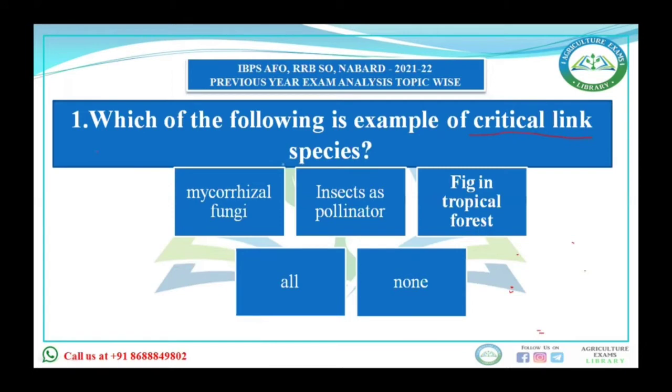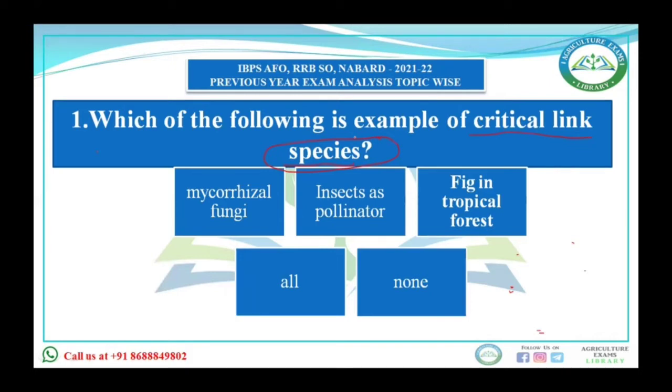Before knowing the meaning of critical link species, let's know about the species. A species is the basic unit of classification, or you can say a group of living organisms similar in structure, function, and behavior, and produced by similar parents. That is known as species. And now there are a few terms which are related to a species.